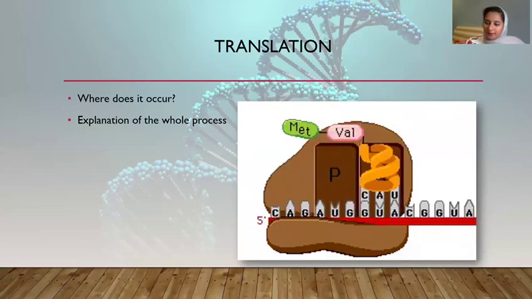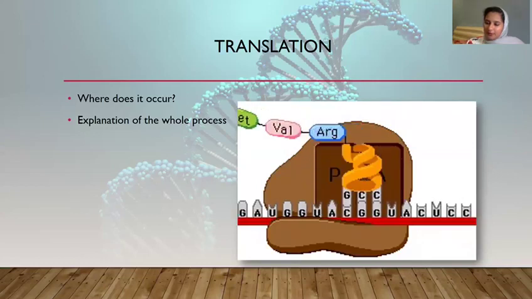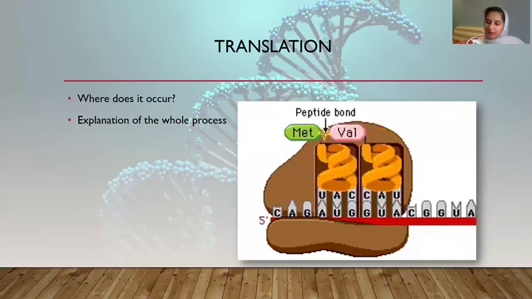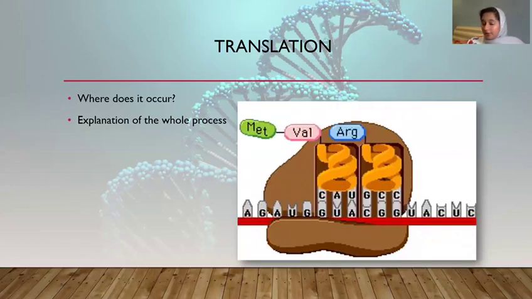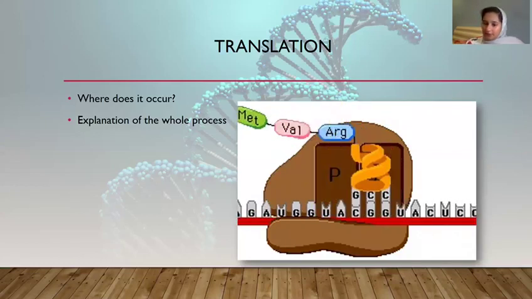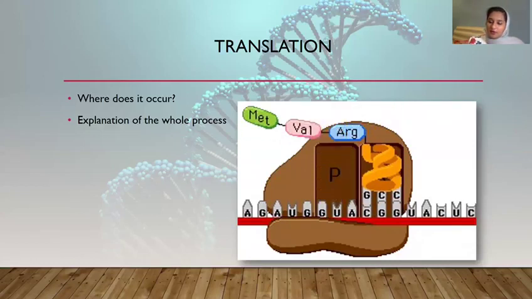While the 2 amino acids are held close together within the ribosome, a peptide bond is formed by the condensation reaction, as I said before, by the catalysis of the enzyme found in the large subunit. And now the ribosome moves along the messenger RNA molecule in the direction of 5 to 3, and the next codon is read.